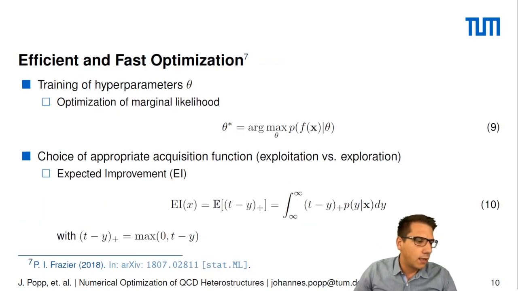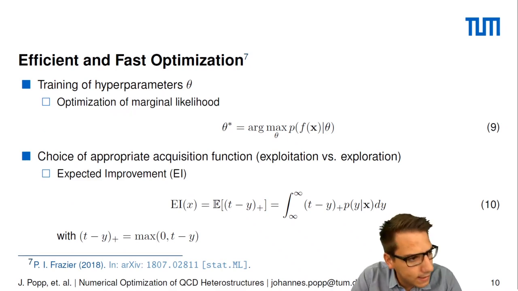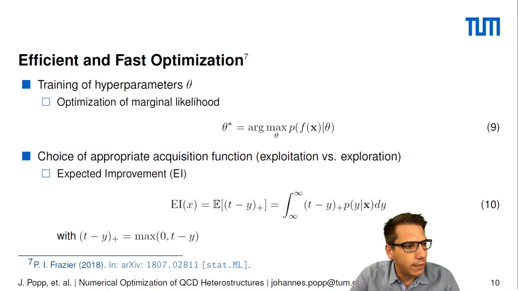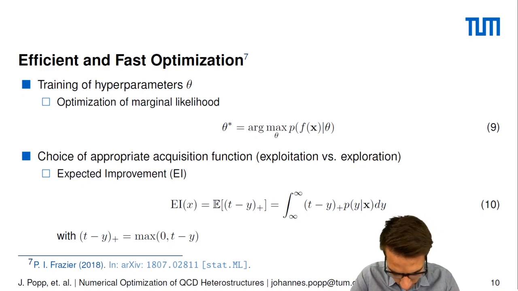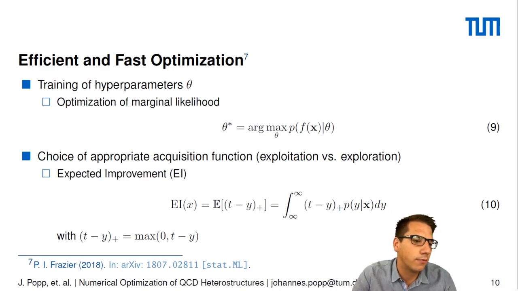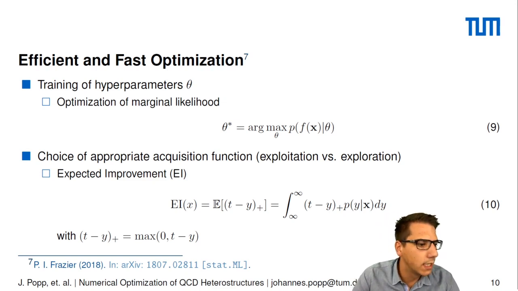Now, to get an efficient and fast optimization result, we train the hyperparameters of the kernel function, and this is done by maximizing the marginal likelihood of the objective function for the training data, or for our already evaluated points.